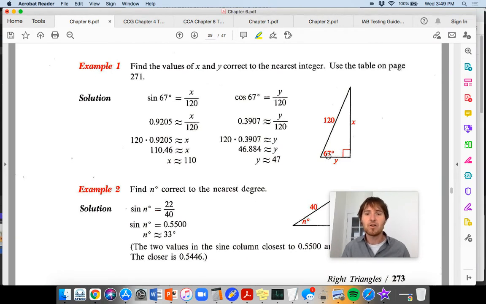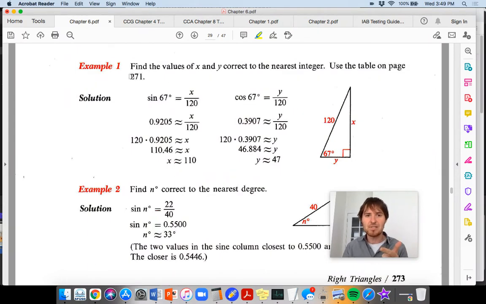Sine of 67 degrees. Opposite over adjacent would be tangent, sorry. So sine of 67 degrees is opposite over hypotenuse, x over 120. You could solve something like this by cross multiplying, or multiplying both sides by 120. So it's 120 times the sine of 67 degrees.